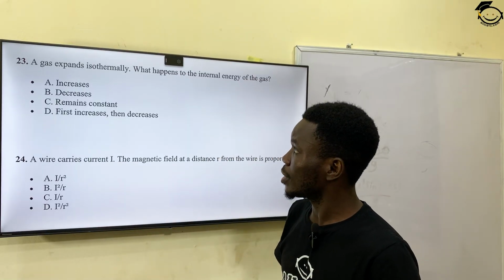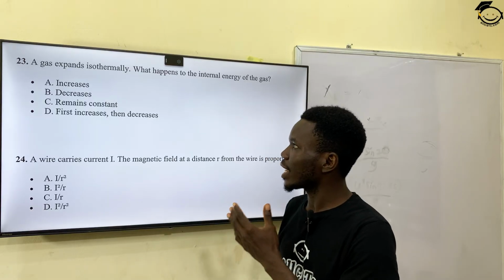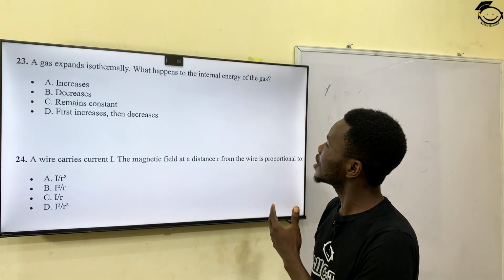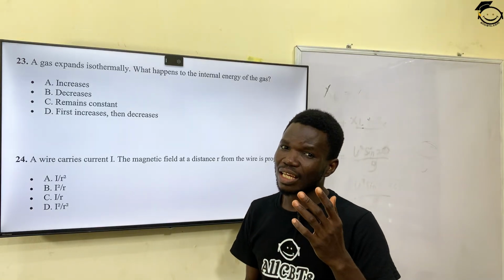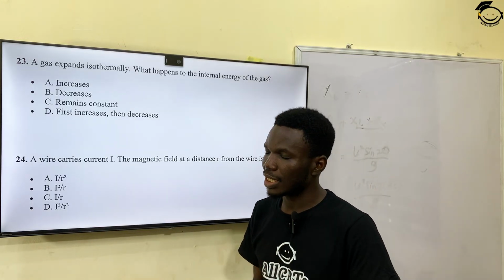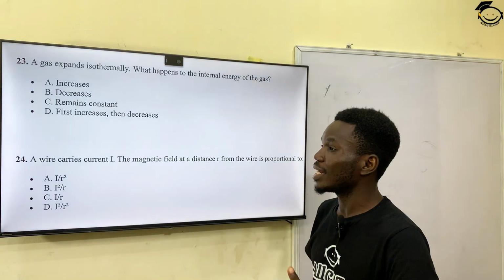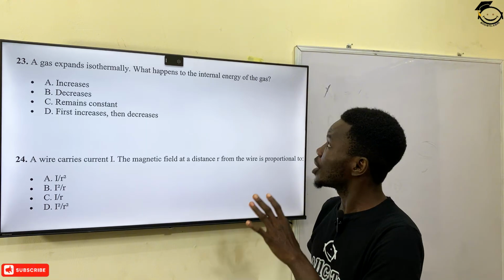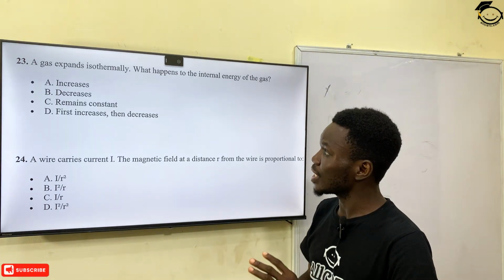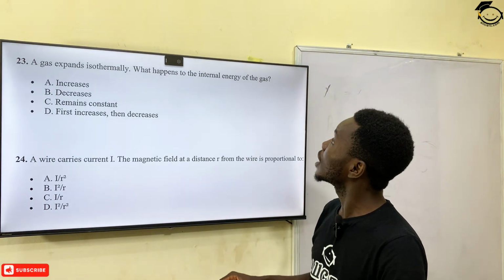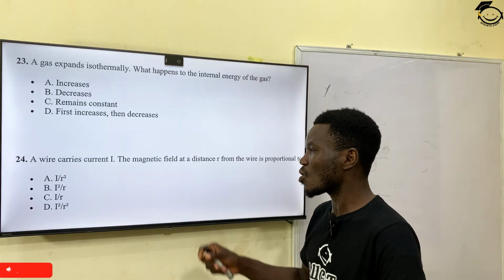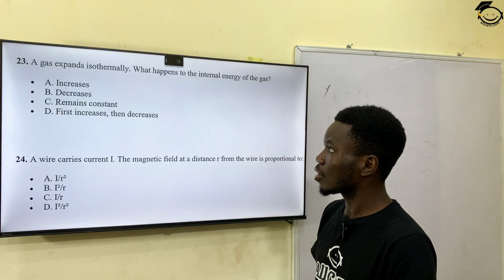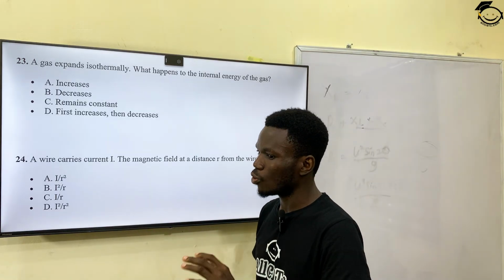Moving on, question number 23 says, a gas expands isothermally. What happens to the internal energy of the gas? When a substance, for example a gas as in this case, expands isothermally, it means there's no change in the thermal energy. So in the internal energy, there is no change. When there's no change in the internal energy, it means that the internal energy of the gas remains constant, which is option C. Iso means what? No change.